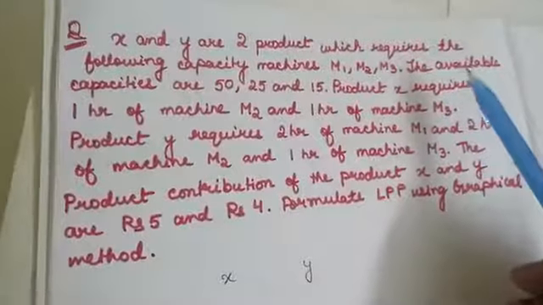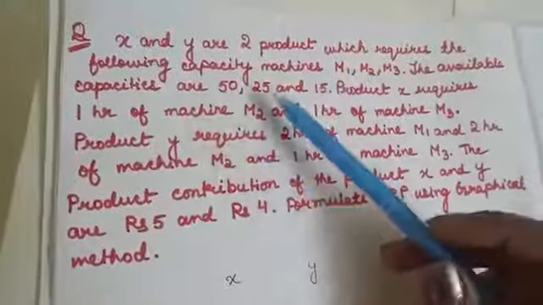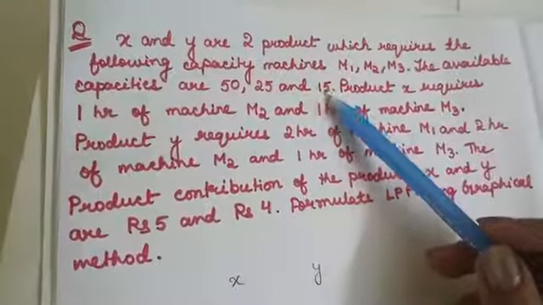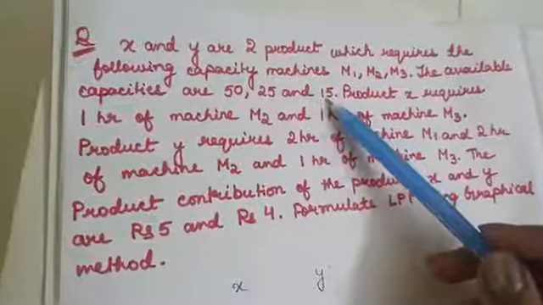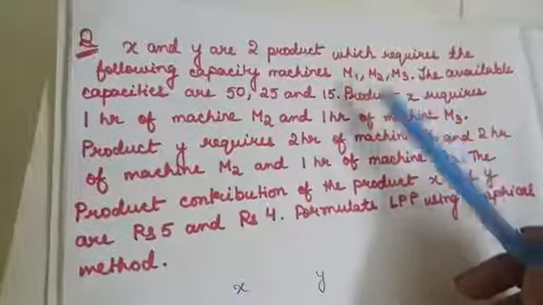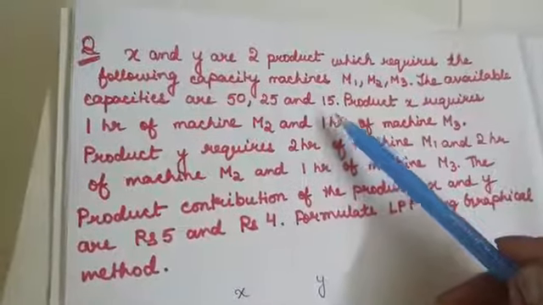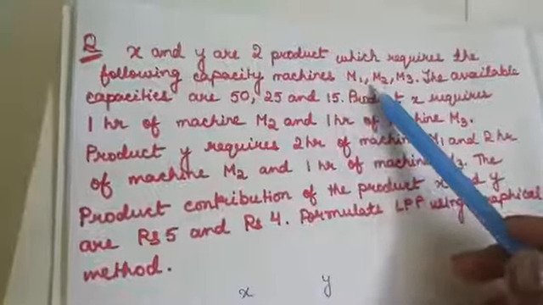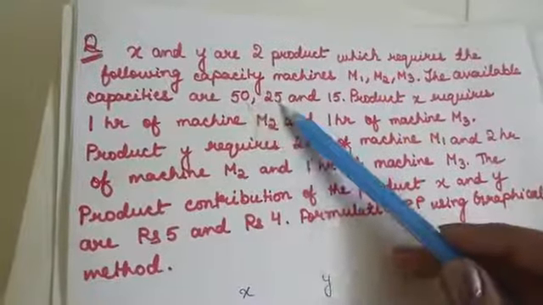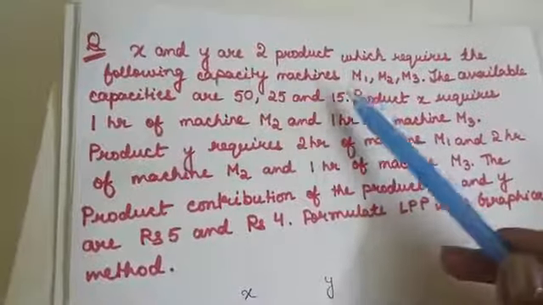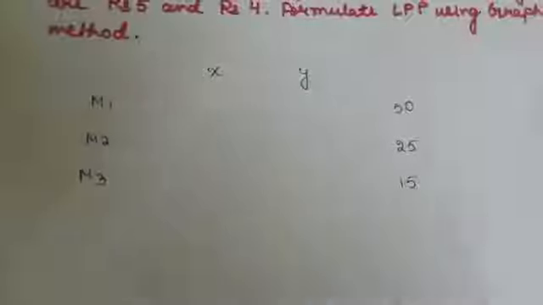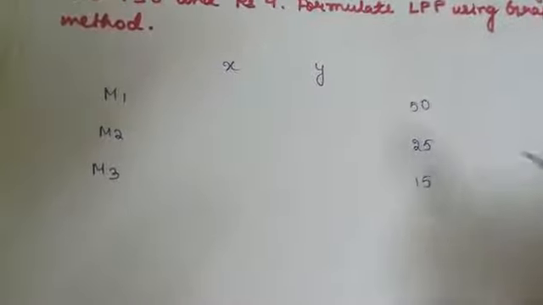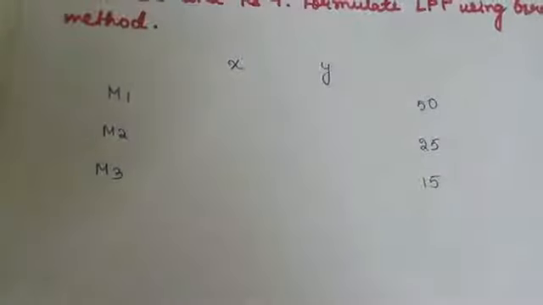The next line says the available capacities are 50, 25 and 15. Available capacities mean the total capacity. In some other sum you can get it as the total units. So ultimately you need to understand that they are talking about the final value. Okay, so let's write these values: 50, 25 and 15. See, I've written 50, 25 and 15. Now let's see the next line.